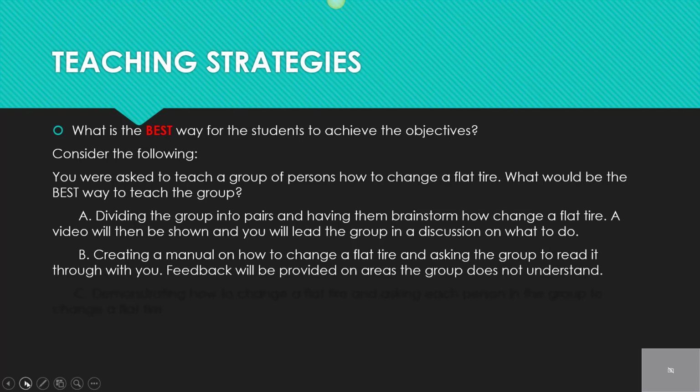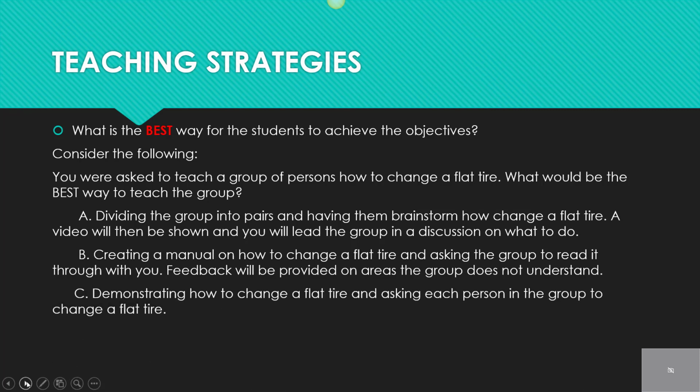And then finally, demonstrating how to change a flat tire and asking each person in the group to change a flat tire. So again, we're seeing another way of teaching or providing instruction on how to change a flat tire. Which one do you think is best?